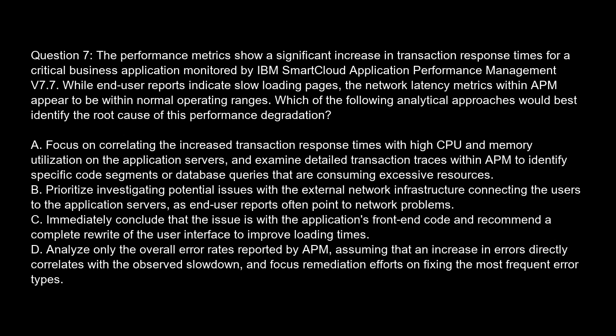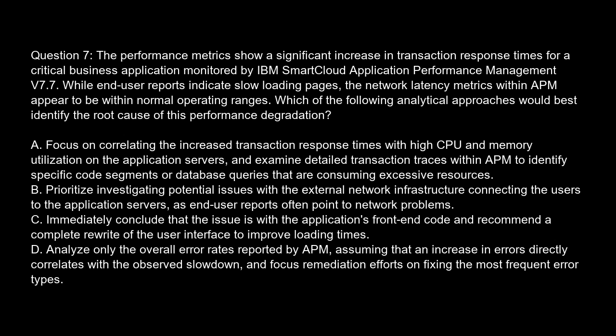Option A. Focus on correlating the increased transaction response times with high CPU and memory utilization on the application servers, and examine detailed transaction traces within APM to identify specific code segments or database queries that are consuming excessive resources. Option B. Prioritize investigating potential issues with the external network infrastructure connecting the users to the application servers, as end-user reports often point to network problems.